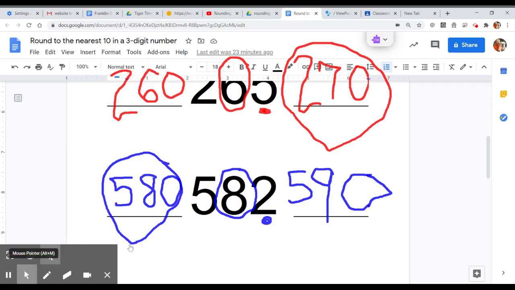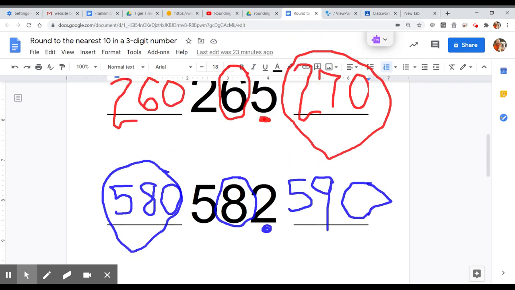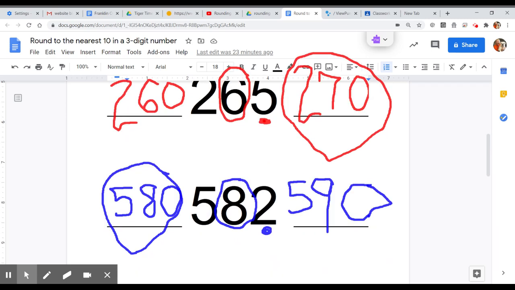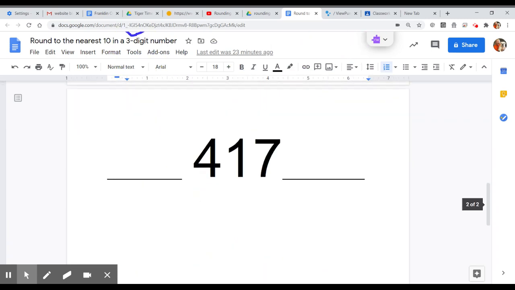All right, let's see if we can do one more. There we go. So this number is 417. Now, the 4 is in the hundreds place, but I'm just going to ignore that hundreds place for right now, and I'm going to focus on the tens place because I'm rounding to the tens place. So let's pick another color. Let's go with our purple.